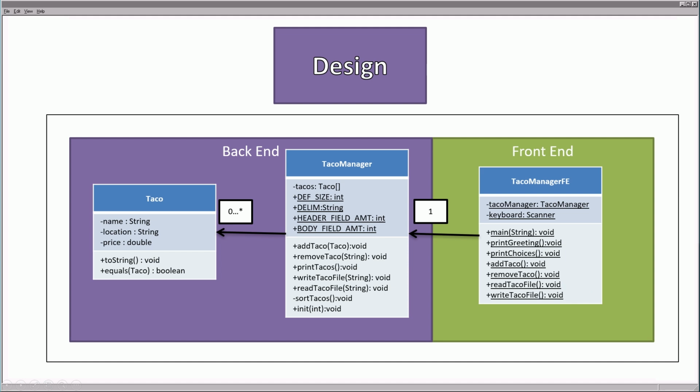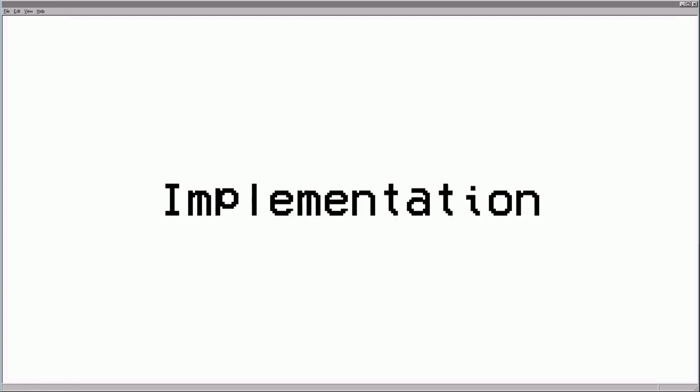Notice that each one of those methods is also static because it's underlined. The reason why we've made everything static inside of the front end is so we can just simply call it from this main method. This only provides the functionality so users can use the actual functionality in the back end. In other words, this add taco method is going to utilize this add taco method here. Now that we have our design, let's go ahead and start implementing our software.